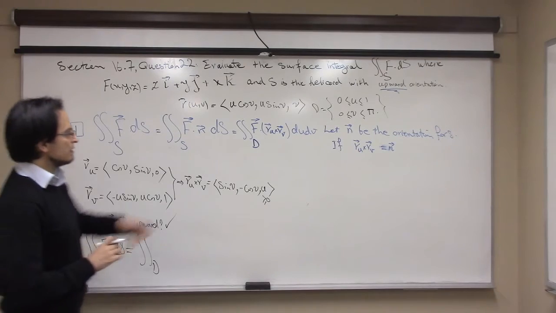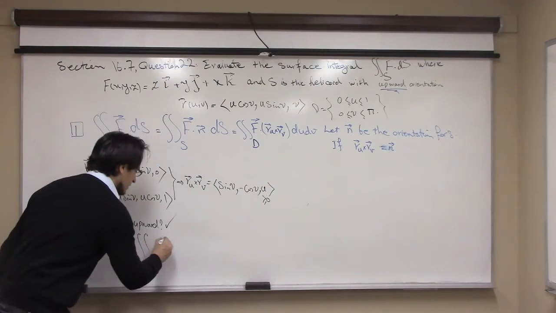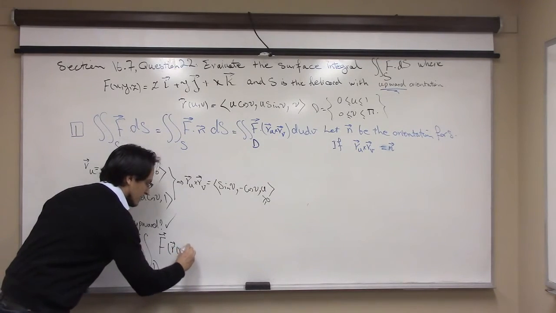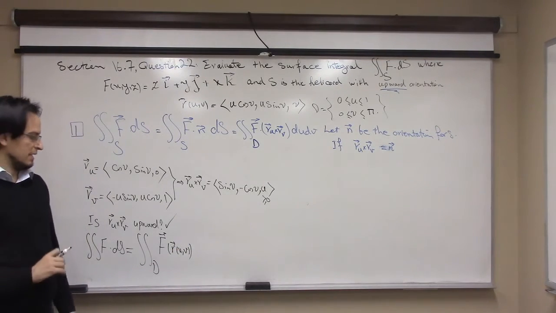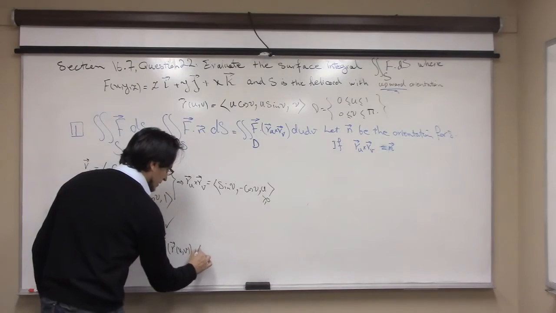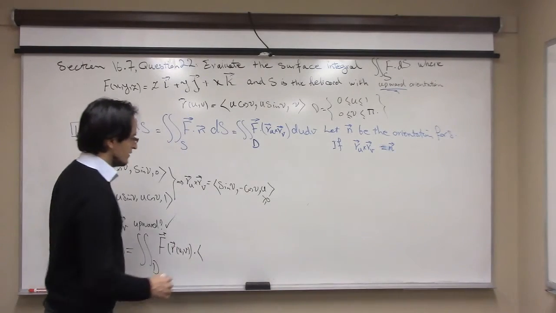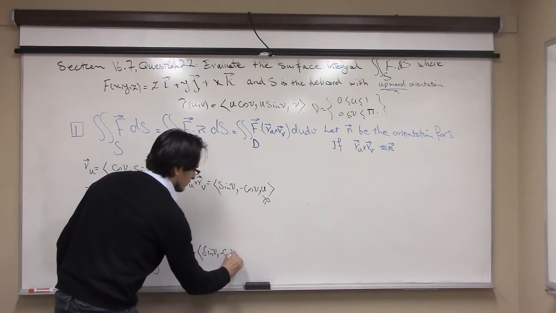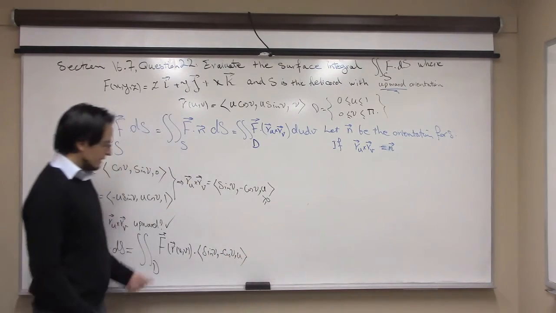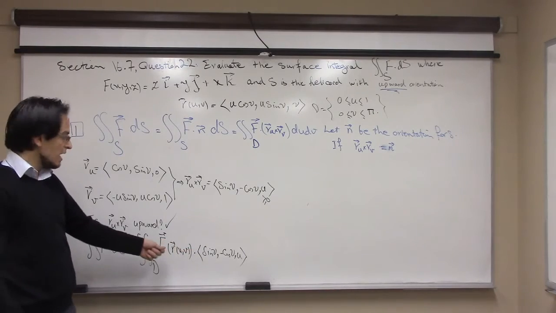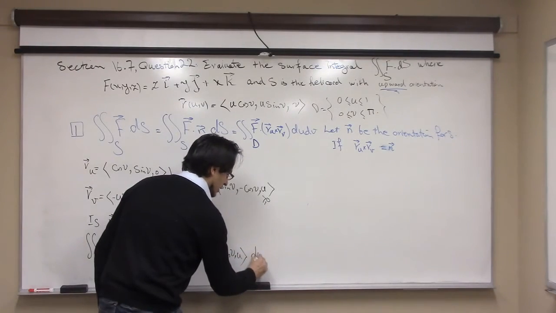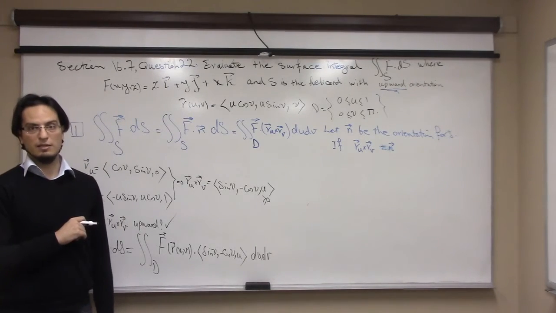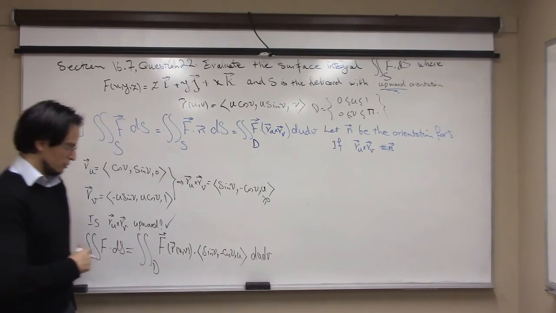Plug in your variables in F, so u and v in F. Then dot product it with r_u cross r_v, which is sine v, minus cosine v, u. And then you'll get a function in u and v, and then you can find the double integral with respect to u and v.